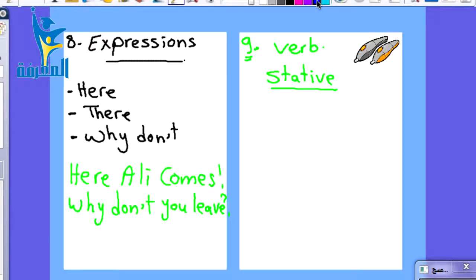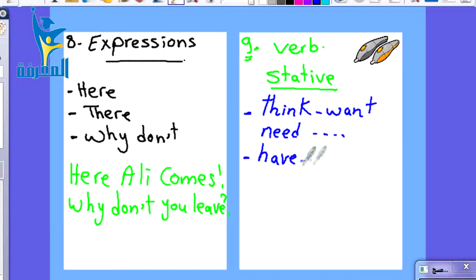Which verbs are stative? Verbs that talk about our thinking, like think, want, need, and so on. Verbs that talk about possession, like have, own, belong, possess.